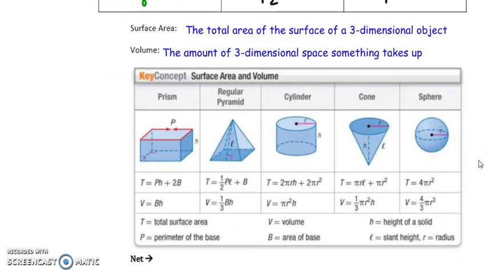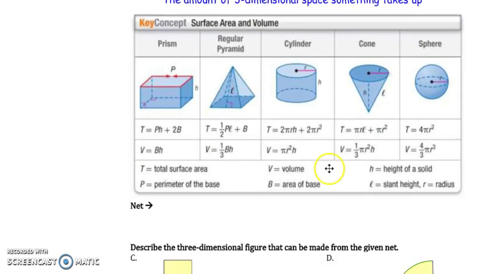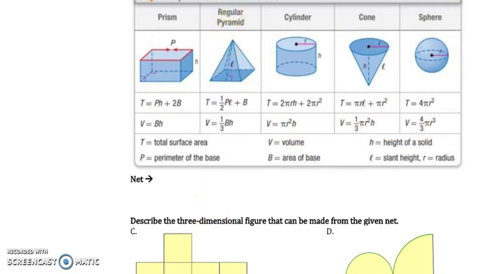So we are going to look at each individual 3-dimensional object, not doing all of this all at once. So just kind of giving you an overview right now. We have our prism, we have our regular pyramid, we have our cylinder, and we have our cone and sphere. Okay, and then we have each individual formula, which we're going to be looking at in each separate unit and giving you some practice with those.